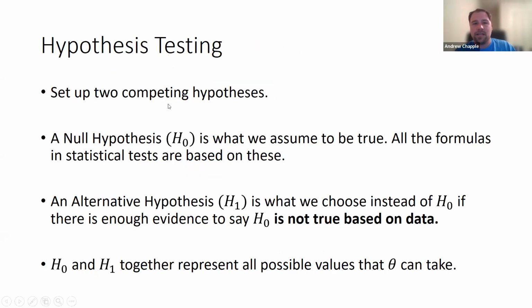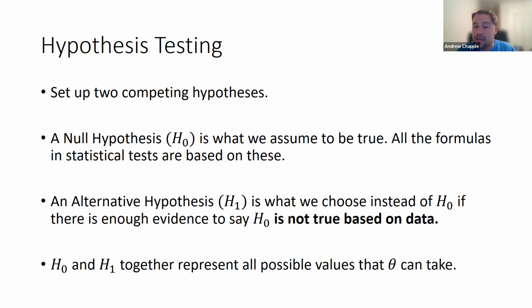So we're going to first set up two competing hypotheses for hypothesis testing. A null hypothesis, H0, is what we assume to be true. For example, we might assume that the mean height is 2 inches. We assume that. All the formulas on statistical tests are based on your null hypothesis. An alternative hypothesis, H1, is what we choose instead of H0 if there's enough evidence to say H0 is not true based on the data.